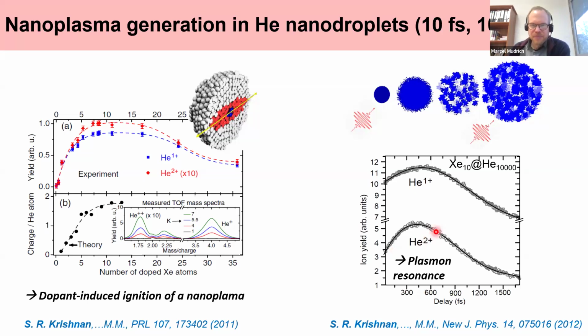So this was one of the first pump-probe time-resolved experiments on helium nanoparticles to show what is also known in plasma physics as the plasmon resonance. These are conditions where, by expansion of this nanoplasma, we achieve a characteristic eigenfrequency of the nanoplasma that is just resonant with the driving laser pulse and then optimally absorbs the energy and further ionizes the system.